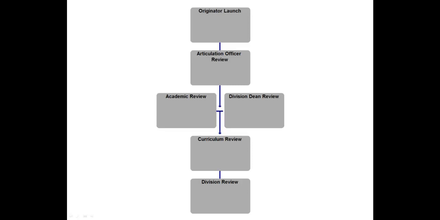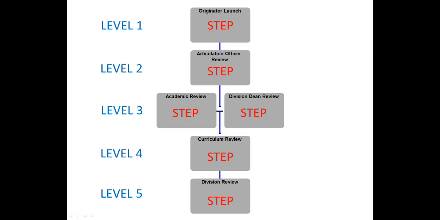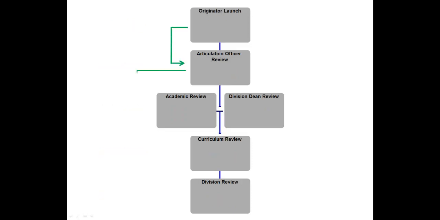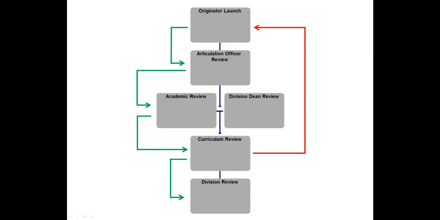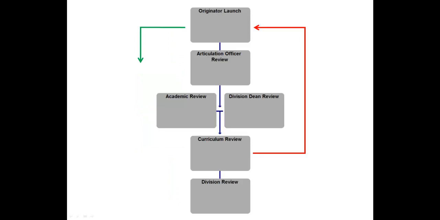Here's an illustration of a simple approval process. Each of these boxes represents a step, and each row of boxes represents a level. As you can see, my proposal is designed to move to each step and then from one level to the next. I also want to create options so the proposal can be sent back to previous steps for revision and then sent forward again after the corrections have been made.